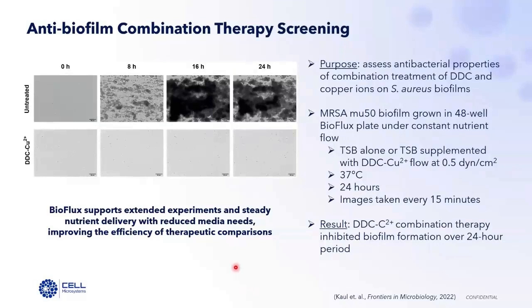To study this, methicillin-resistant Staphylococcus aureus biofilms of the MU50 strain were grown in the microfluidic cells of BioFlux plates, under constant nutrient flow from tryptic soy broth, alone or in combination with DDC and copper ions, at a flow rate of 0.5 dynes per centimeter squared for a duration of 24 hours at 37 degrees Celsius. As we can see in the figure, the treatment with DDC and copper inhibited biofilm formation over a 24-hour period, showcasing the therapeutic potential of this combination treatment and also highlighting the BioFlux's ability to run biofilm experiments long-term under constant nutrient delivery.